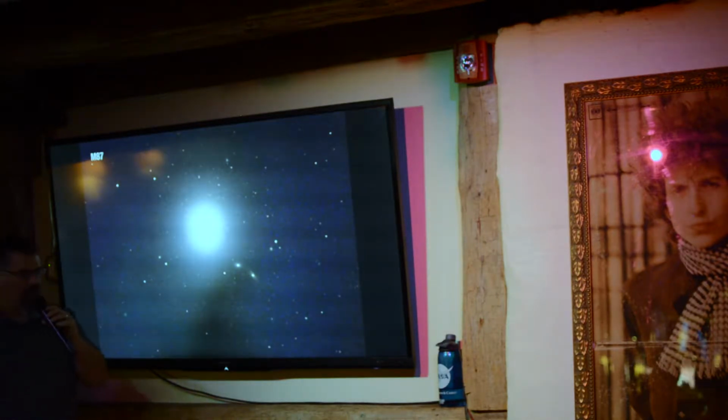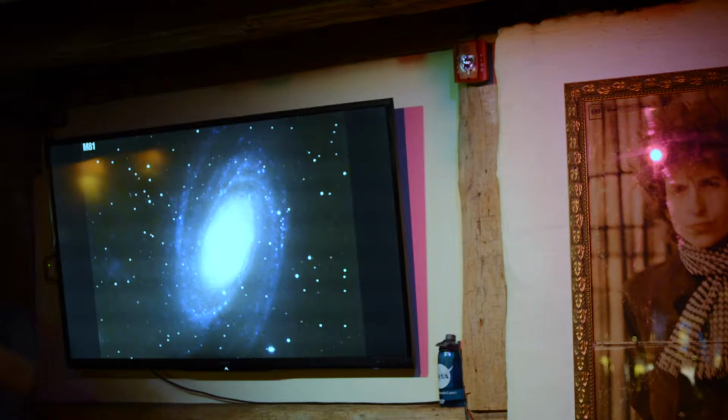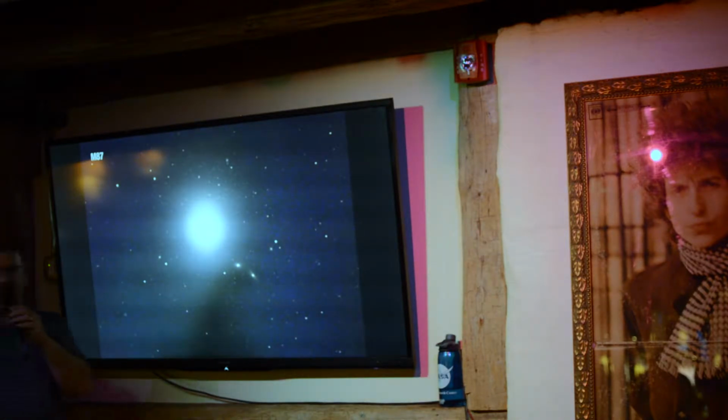So here's M87. M81 is a lot like our own Milky Way galaxy. It's a spiral galaxy. You can see those spiral arms. M87 is an elliptical galaxy.